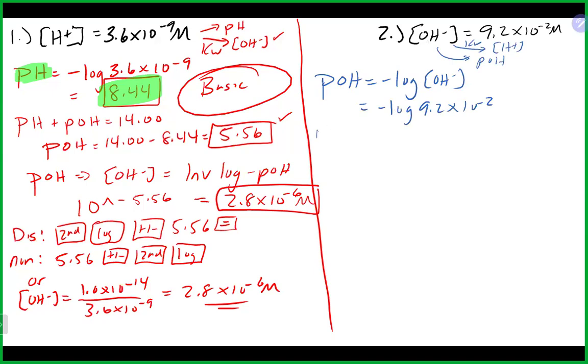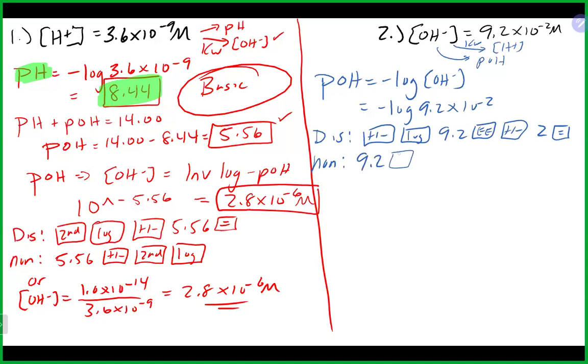Once again, on your display calculator, negative log 9.2 exponent button, negative button, and 2, and hit equals. Non-display, 9.2 exponent button, negative, and 2, and log and negative. All right, so if you do any of those, you should end up with 9.2 to the minus 2. Looks like 1.04 is going to be our pOH.